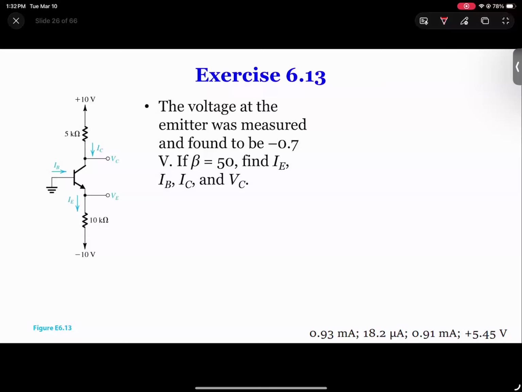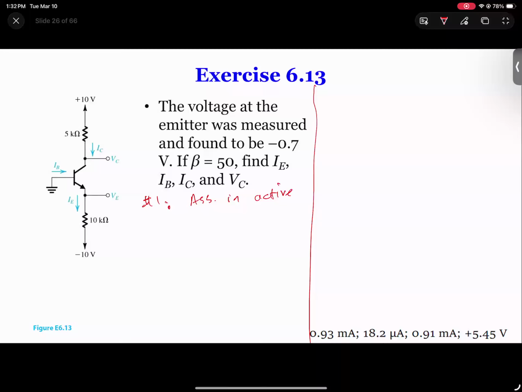For BJT, almost all the time, you start by assuming it is in the active mode to do the problem. But there's nothing wrong if you assume it's in saturation. It's okay too. But let's do maybe both, and you guys can get a better feeling. Number one, assume active.